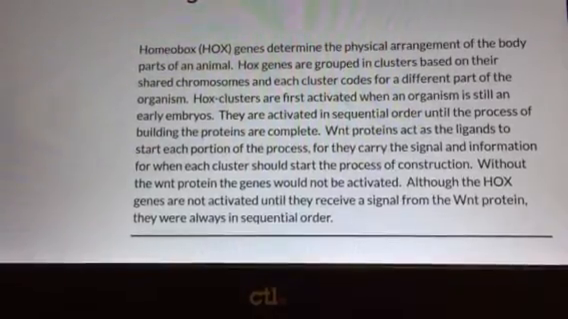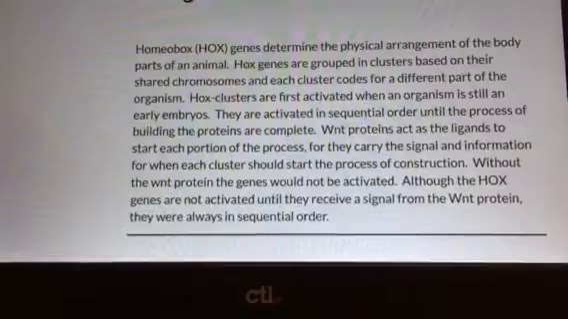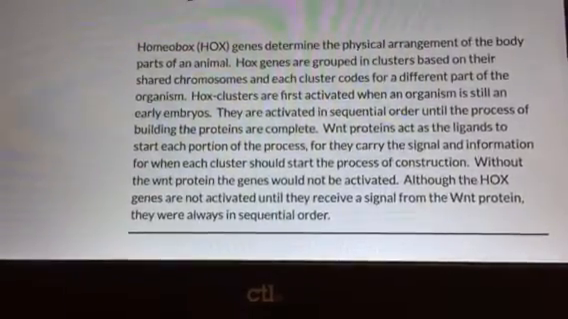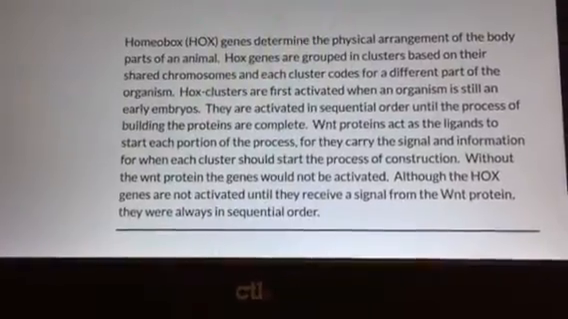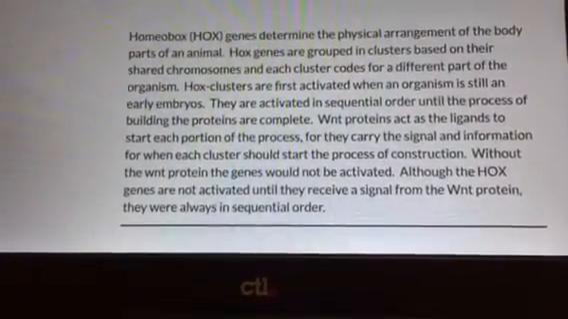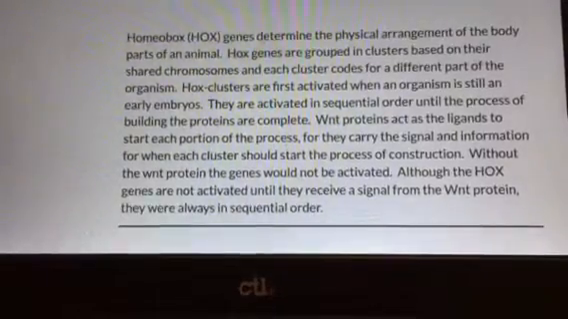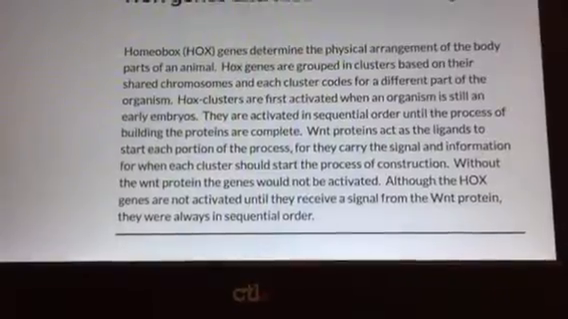WNT proteins act as ligands to start each portion of the process, for they carry the signal and information for when each cluster should start the process of construction. Without the WNT protein, the genes would not be activated. Although Hox genes are not activated until they receive a signal from the WNT protein, they are always in sequential order.